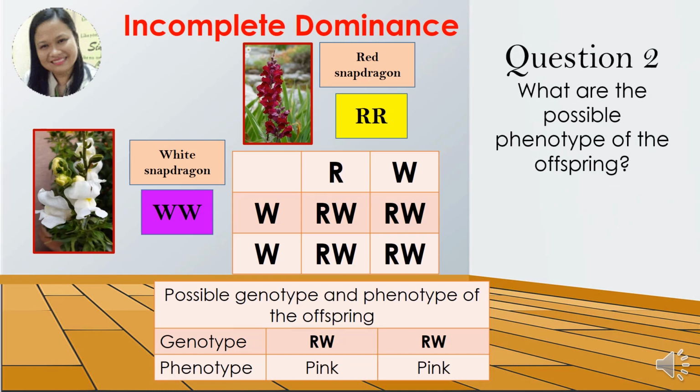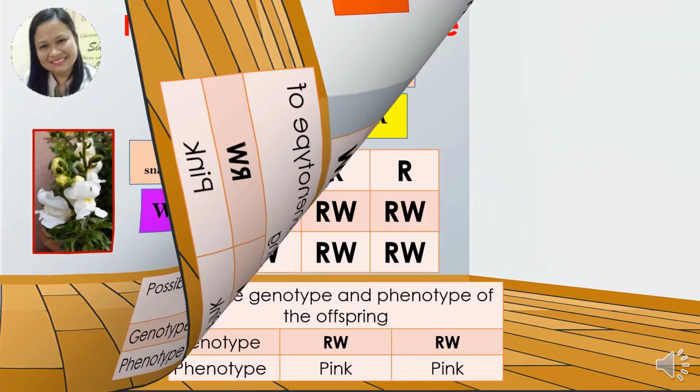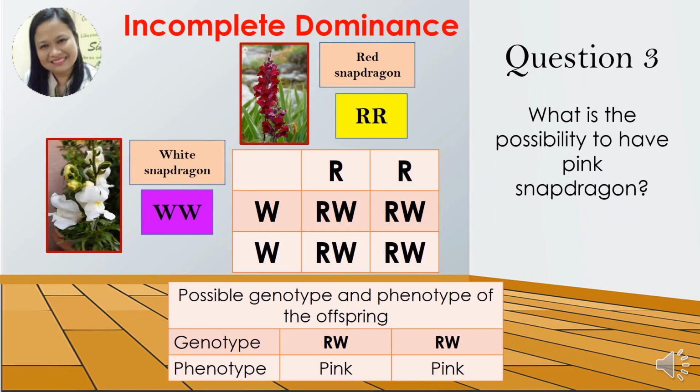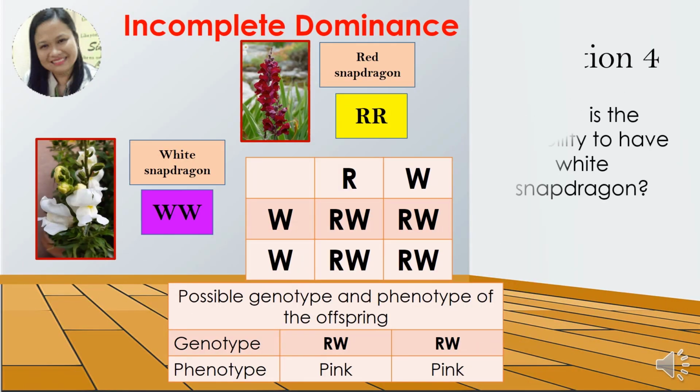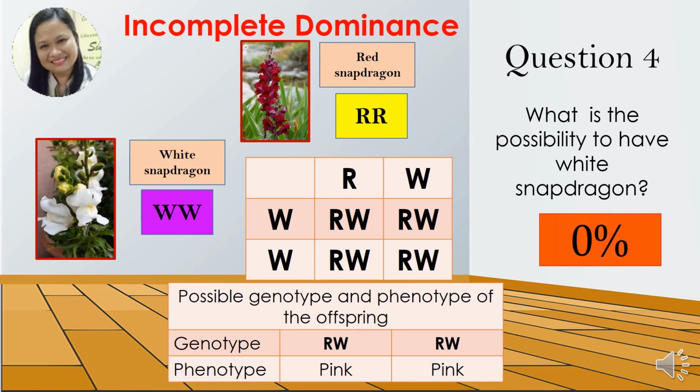Question number 2. What are the possible phenotypes of the offspring? Based on the table, we have pink. Number 3, what is the possibility to have pink snapdragon? We have 100%. Question number 4, what is the possibility to have white snapdragon? Based on the result, we have 0%.